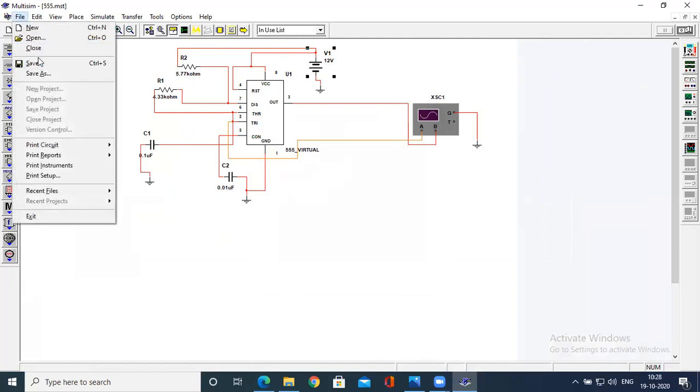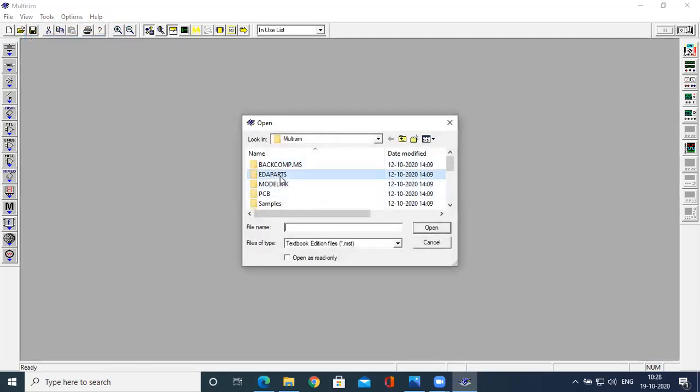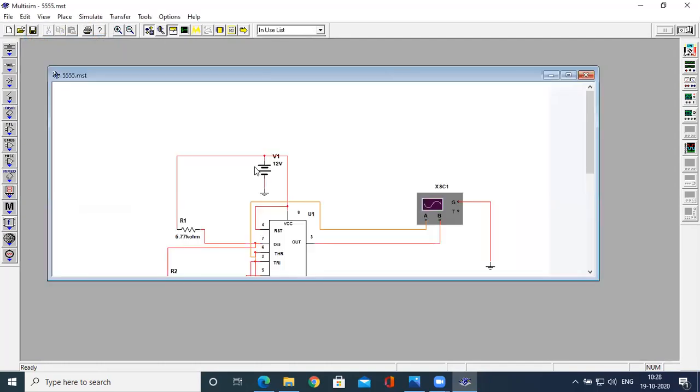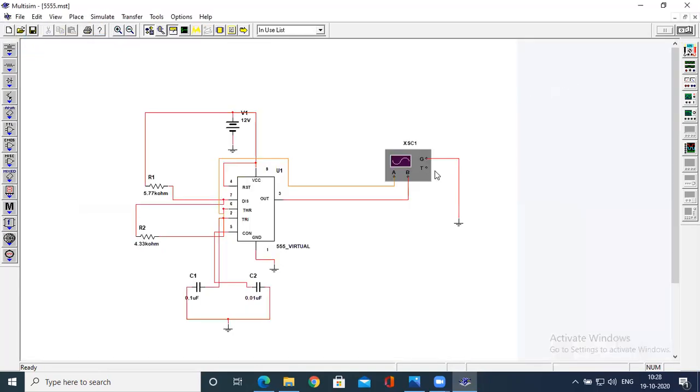I'll open my file. This has just been created. So let us run the simulation. Let us see whether we will get the simulation part or not.